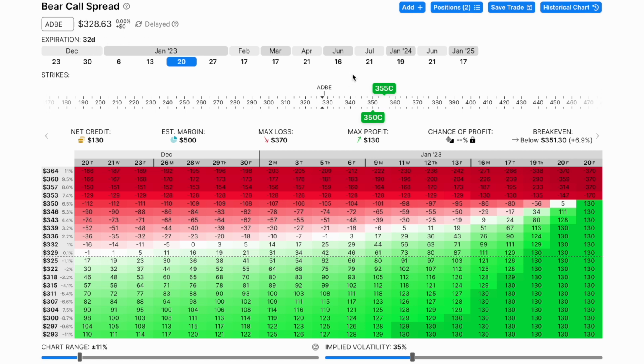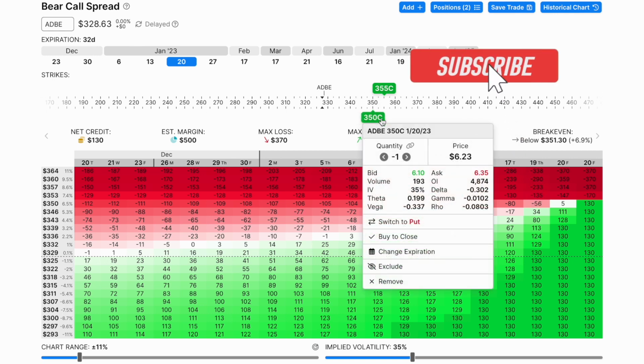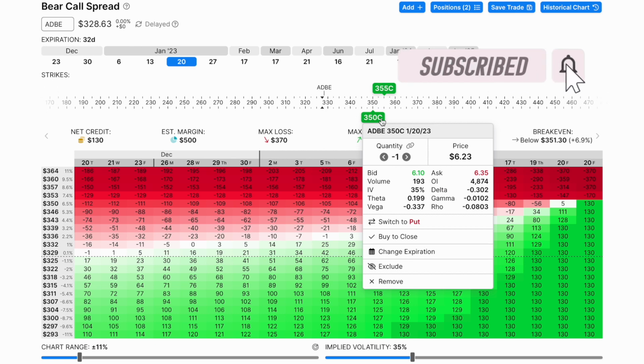Then you're going to choose the strike prices. So you're going to be doing two options, like I said. You're going to be selling a call and buying a call. So what you're going to do is sell a call. In this example, I'm going to sell a 350 call.